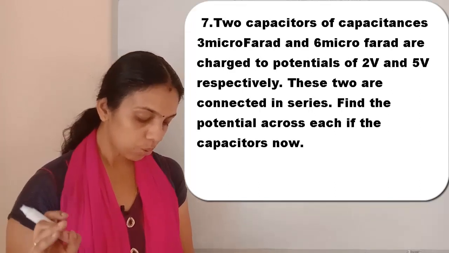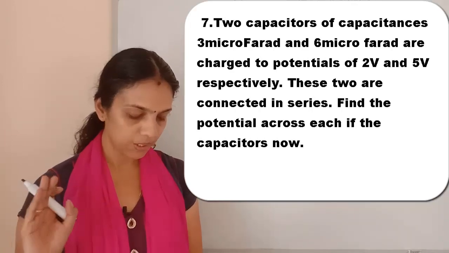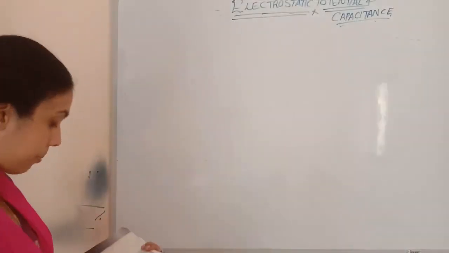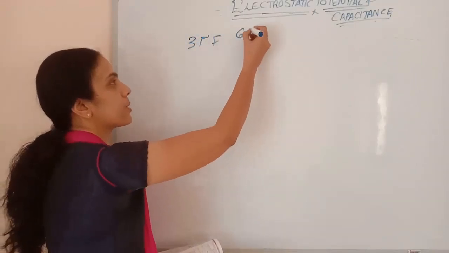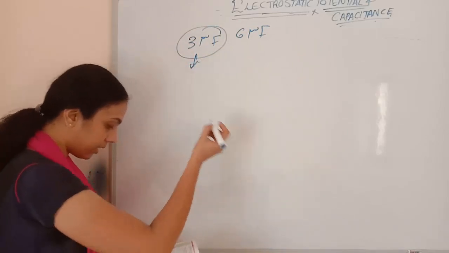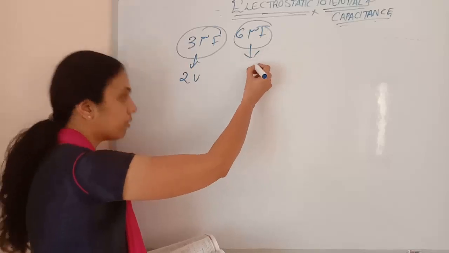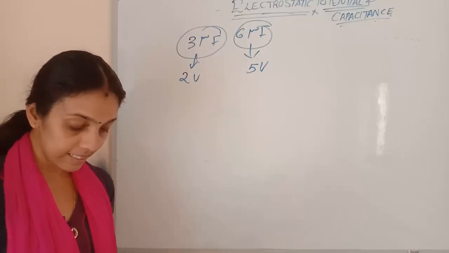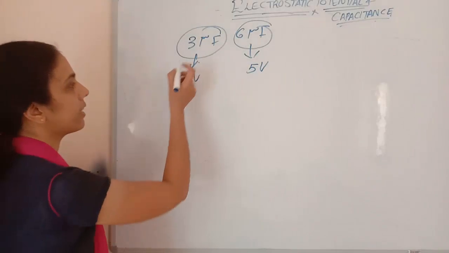respectively. These two charged capacitors are connected in series. Find the potential across each of the capacitors. This is also a previous year sample question paper question. Here there are two capacitors, 3 microfarad and 6 microfarad. Before connecting, the 3 microfarad is at a potential of 2 volt and the other is at a potential of 5 volt. We need to find out, if they are connected in series, what will be the potential across each capacitor.